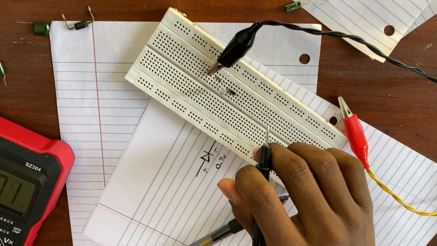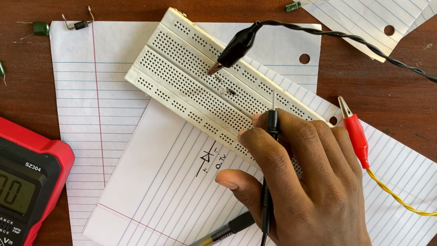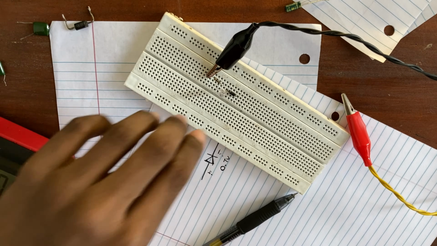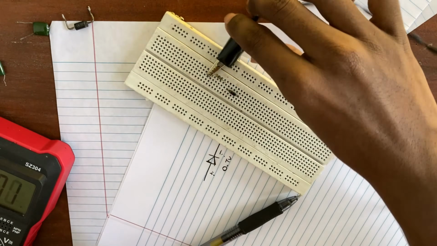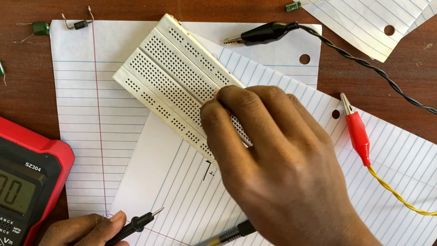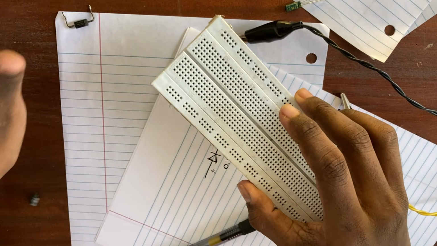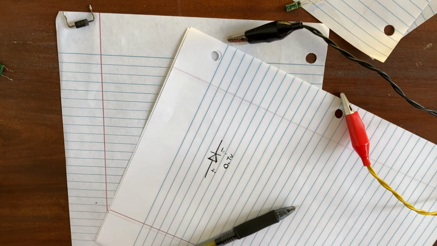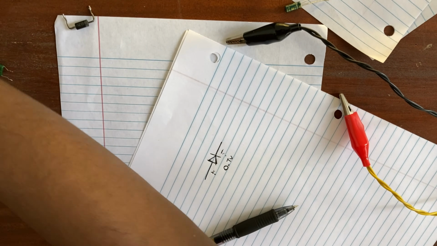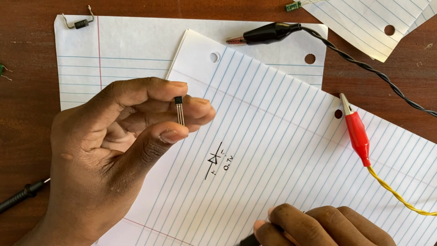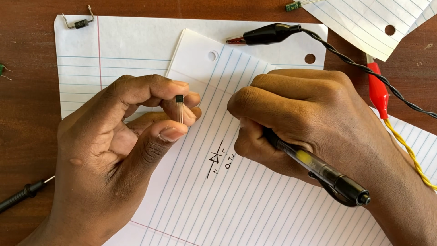If you add 2 diodes, it will add a 1.4 volts voltage drop. So you should take that into account when you make very low voltage circuits. And let's move on to transistors. Let me take a transistor. This is a transistor, and its symbol is this.